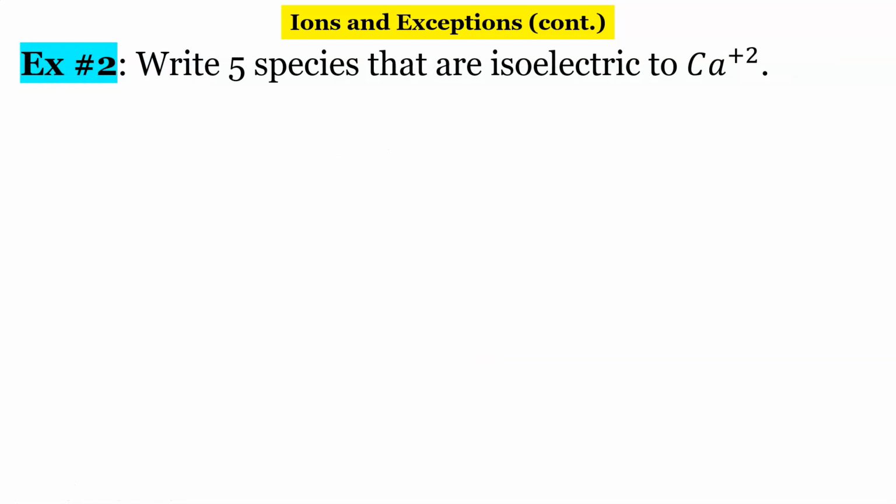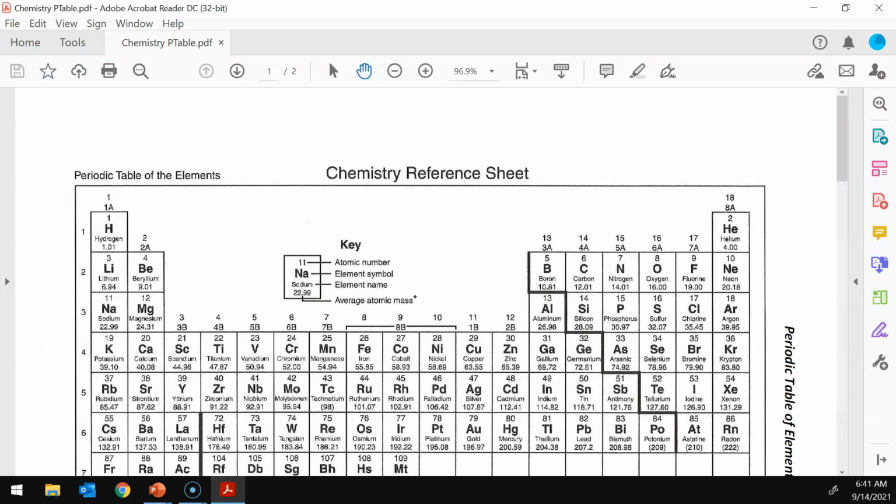So here's another example. It says write 5 species that are isoelectronic to calcium with a +2 charge. So let's take a look at the periodic table. Calcium with a +2, so here's normal calcium right here. Calcium with a +2 will have 2 fewer electrons. So if we go back 2 on the periodic table, that'll put us right here at argon. So argon is isoelectronic to calcium with a +2 charge. So we want to find 4 other ions that we can write that'll also have 18 electrons.